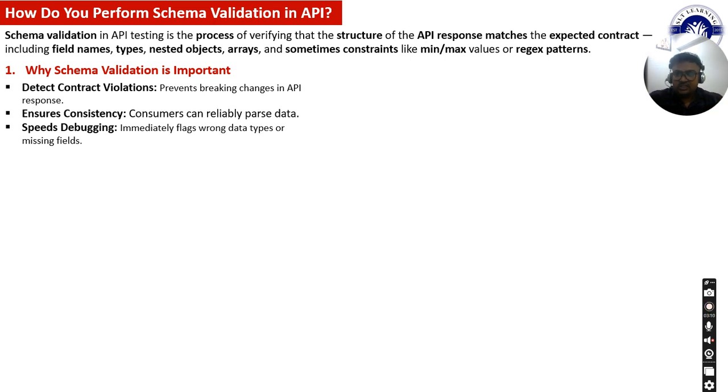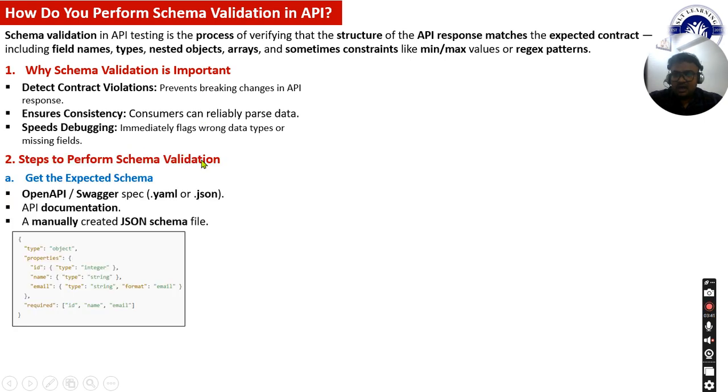Then, speed up debugging, meaning immediately flag wrong data types or missing fields. That's why schema validation is useful. When you validate those kinds of things, anything wrong in a data type, a field, or anything missing in the data can easily be captured at your validation point. So this is why schema validation is important. These three points you can speak in your interview, two or three of them is more than enough. But how can you perform it?